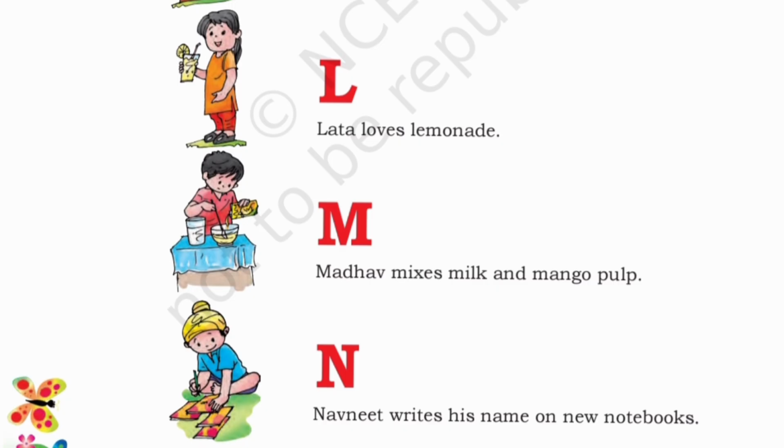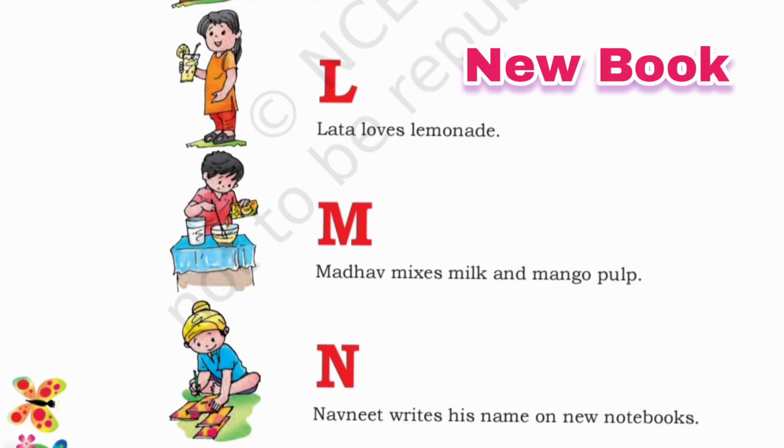L. Lata loves lemonade. Here all three words start with the alphabet L. M. Madhav mixes milk and mango pulp. Here Madhav, mixes, milk, mango: these four words start with the letter M. N. Navneet writes his name on a new notebook. Here Navneet, name, new and notebook: these four words start with the alphabet N.